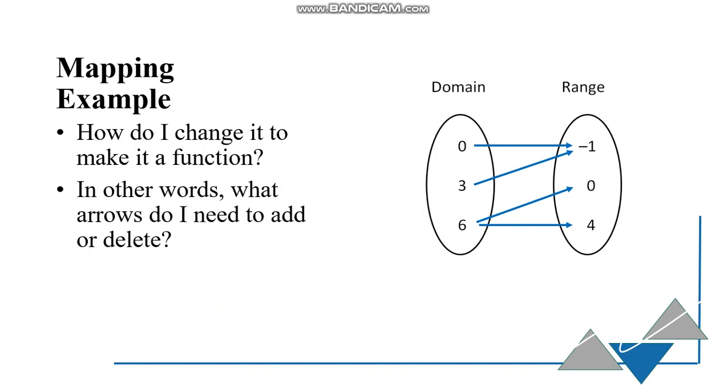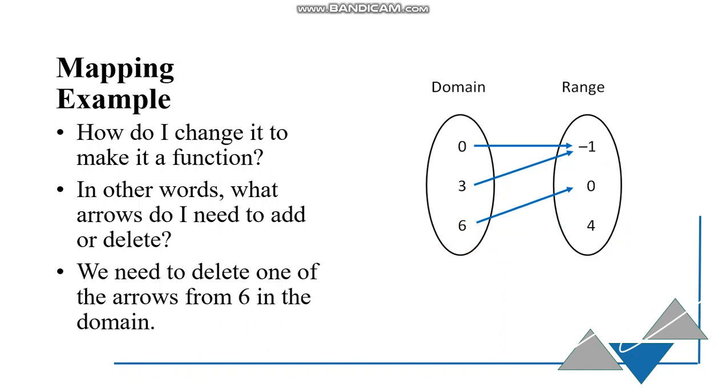So how could I change this to make it into a function? What arrows would I need to add or delete? In this case, I need to delete one of those two arrows because I have two things being assigned with 6. So I decided I was going to delete the bottom arrow. Now, is that a problem that we have 4 out here by itself? No, it's fine. This is a function.